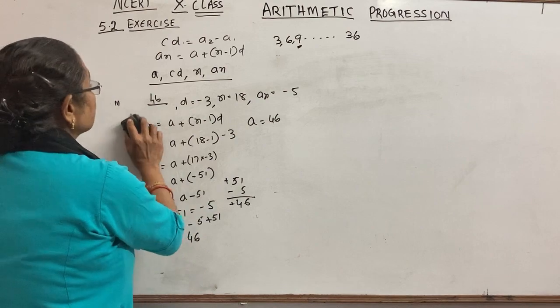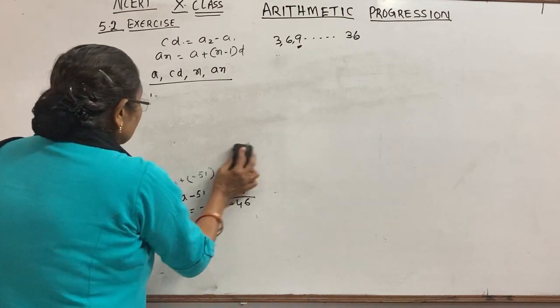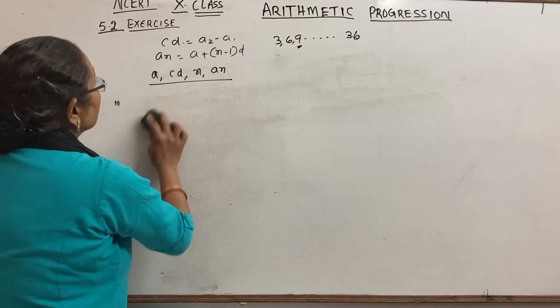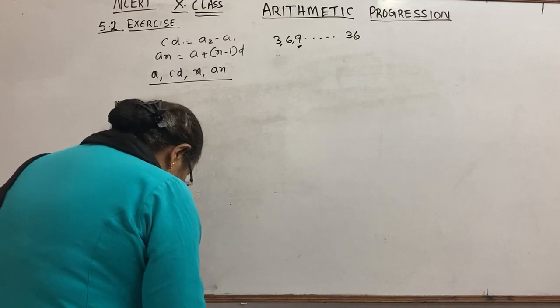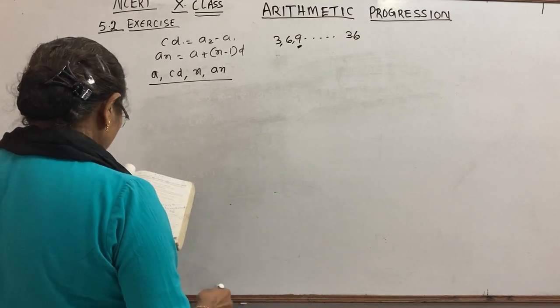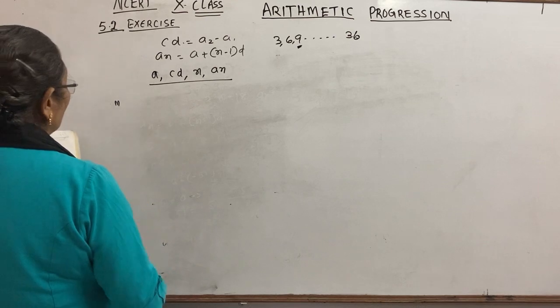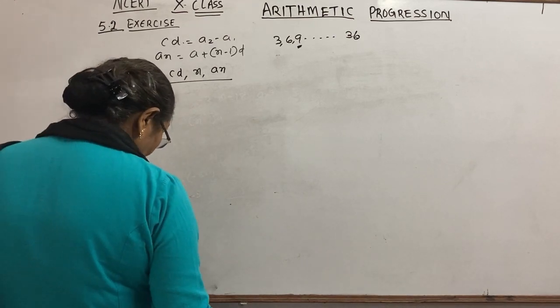Now next sum. Next is mine. a is given. Oh okay, a is what, 50.